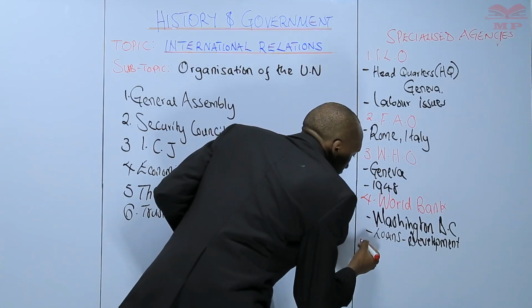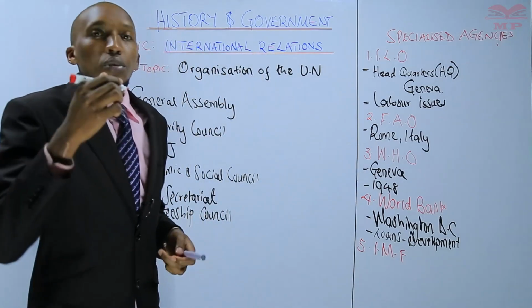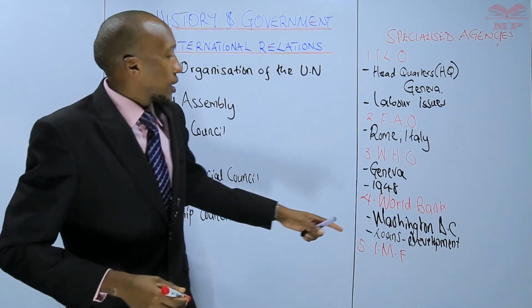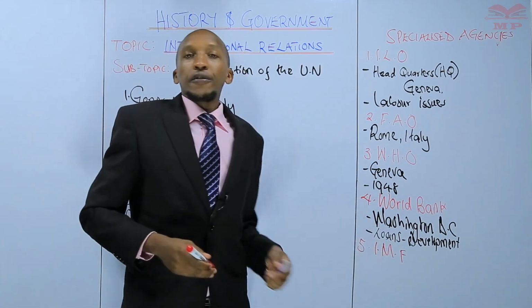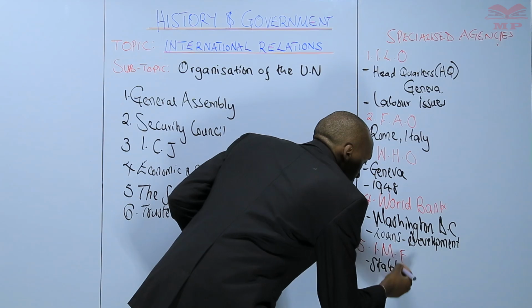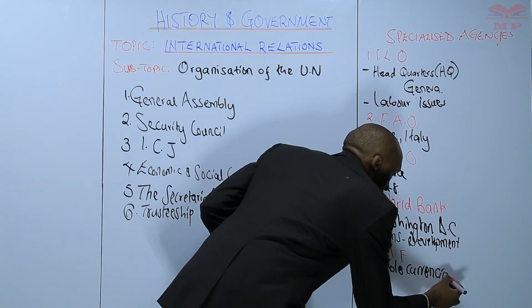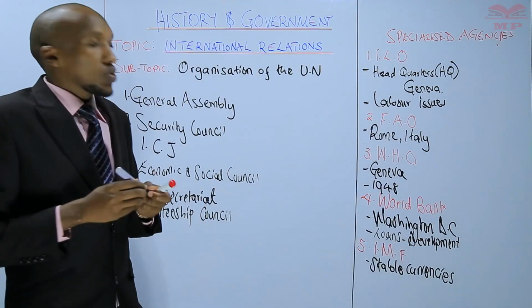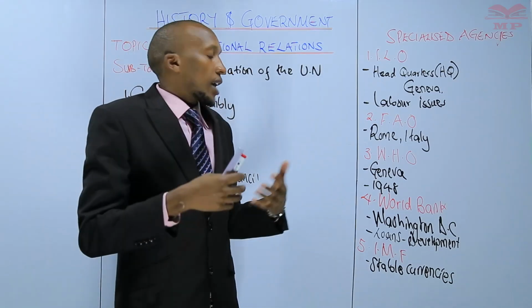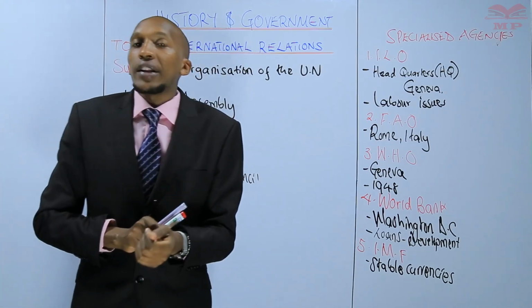And then we have, related to that, another organization known as the IMF, the International Monetary Fund. The World Bank advances loans. The IMF is concerned with stabilizing currencies. It makes sure that the currencies that are used in the world are stable. We have different currencies used in the world, and the IMF ensures that one currency does not go too high and affect world trade.